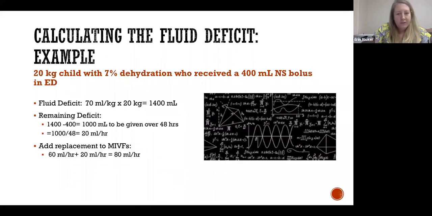So let's practice one. We have a 20 kg kid who comes in, he's about 7% dehydrated, and he's gotten a 400 ml normal saline bolus, so 20 cc's per kg, in our emergency department.